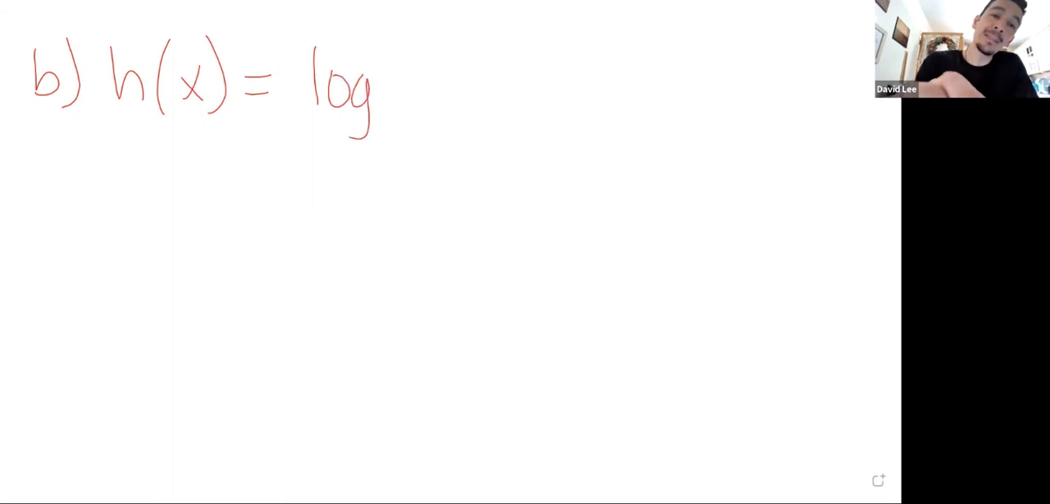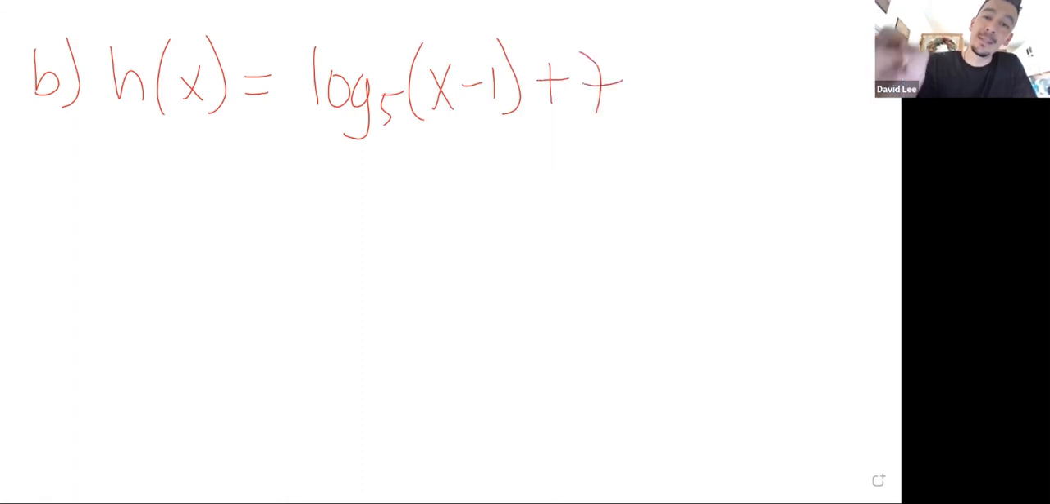So let's start with this function here. h of x equals, let's go with log base 5 of x minus 1, and let's go plus 7, just making this up. And we want to find the inverse. So pretend this says y equals.